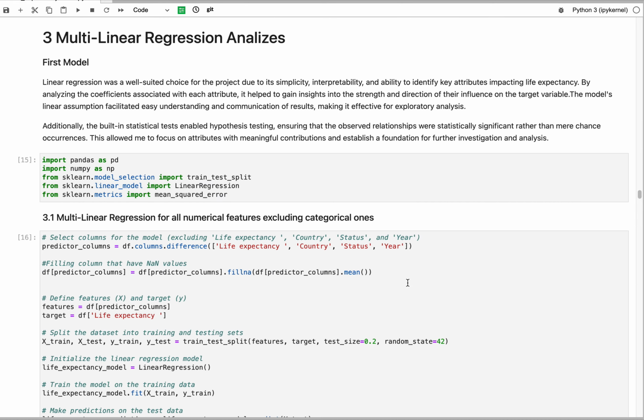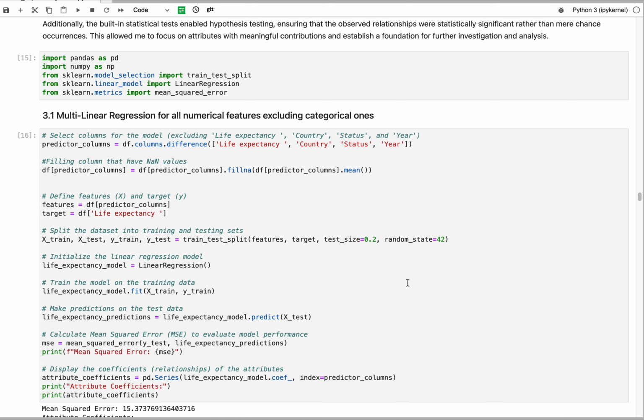Multilinear regression, that was my first model to try to predict life expectancy. I ran the data for every single model, ran it for all the numerical features excluding categorical ones, and after that I filtered to life expectancy and income composition of resources. So let's check that out.